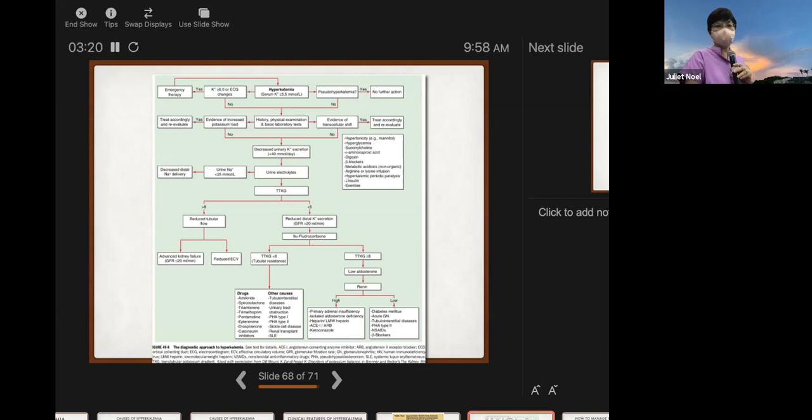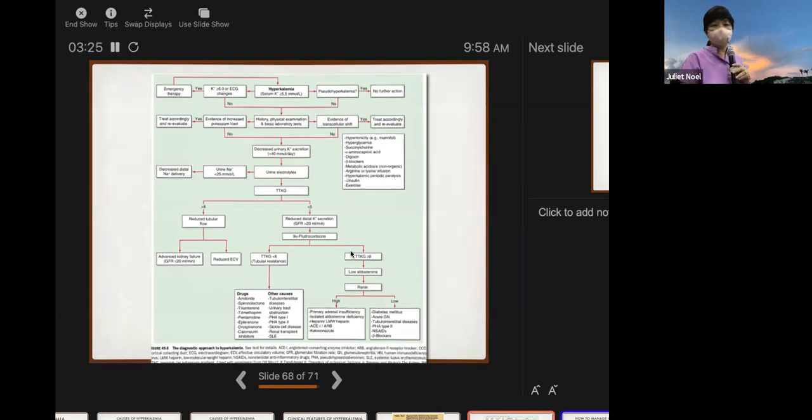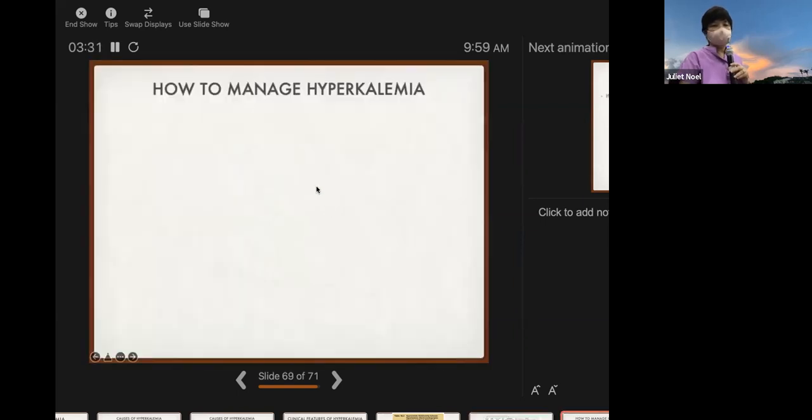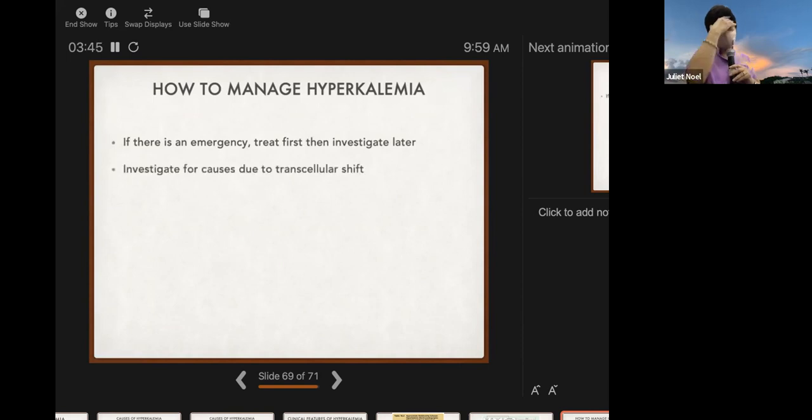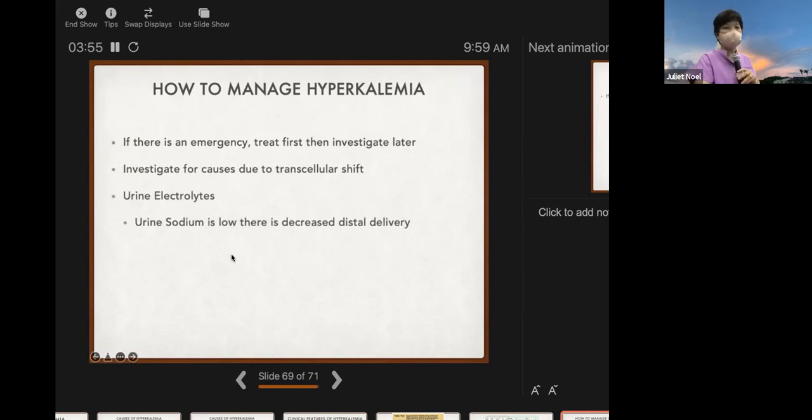So how do you manage the hyperkalemia? If there's an immediate emergency, treat before you investigate. So the cutoff, if there are ECG changes, or even if no ECG changes, is 6 and above, then you have to treat. That's what I was mentioning, no? Then investigate the cause due to transcellular shift.